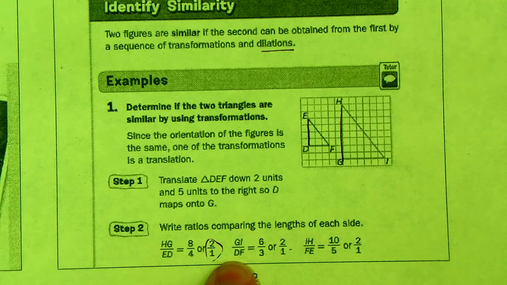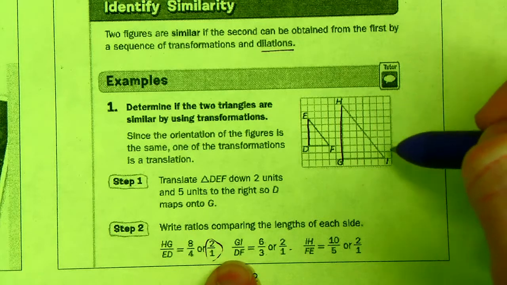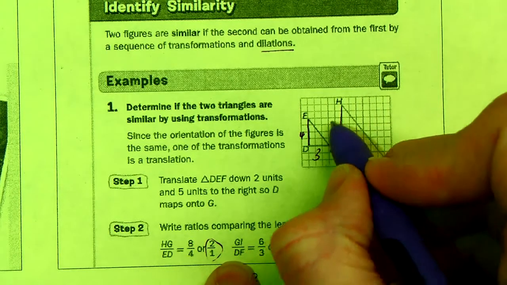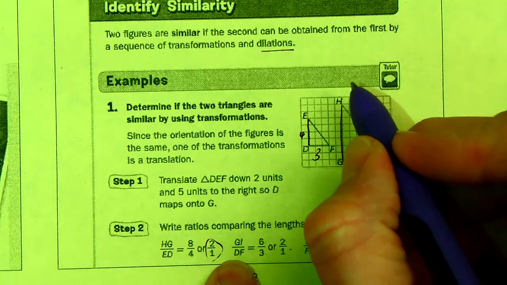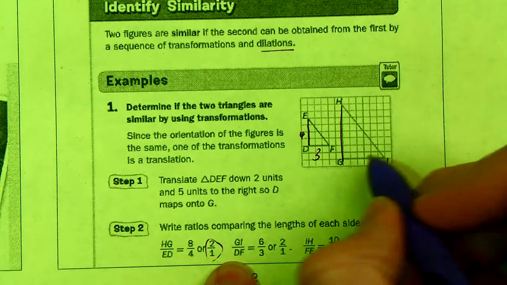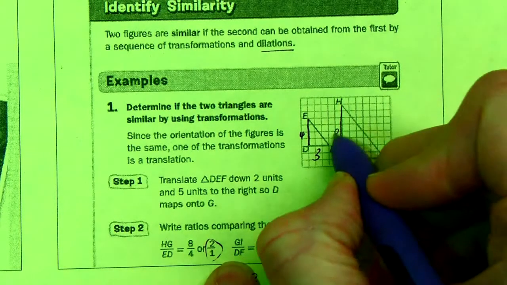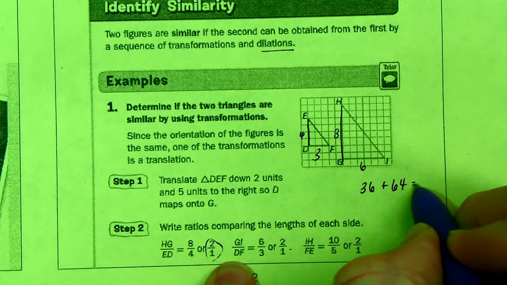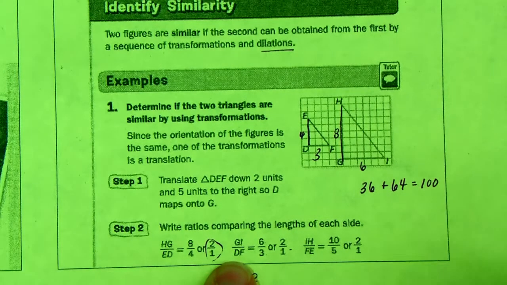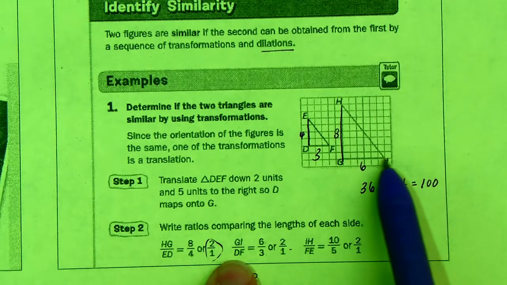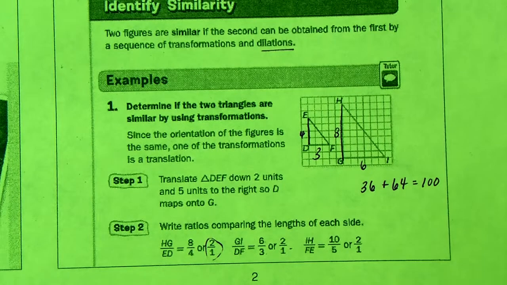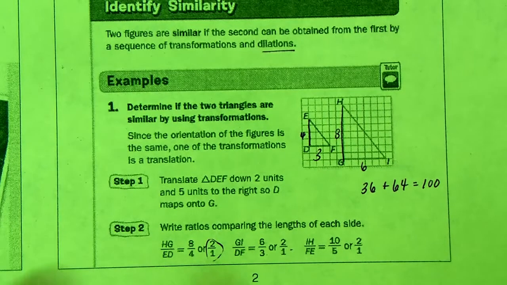So 3, 4, they knew that 3 squared plus 4 squared equals 5 squared, and then this is 6, 8, and that's 36 plus 64, which is 100, and the square root of 100 is 10. They didn't say that, but that's what they used. So in order to determine if they're similar, you have to make sure you check every pair of sides. Take a look down here at slide number 3.